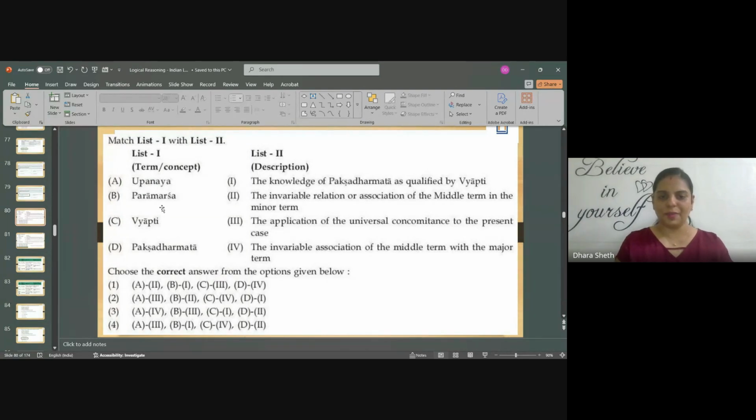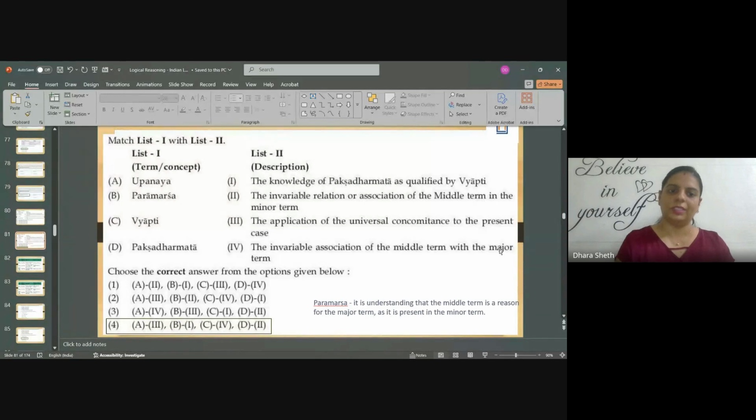Next, let's leave Paramarsh for now. Vyapti. Vyapti is the invariable association of middle term with the major term. What is the relationship of the reason with what we are trying to prove? Middle term is your hetu or reason. Major term is your sadhya or whatever you are trying to prove. Paksha dharma: invariable relation of middle term in the minor term. That is how it is described.